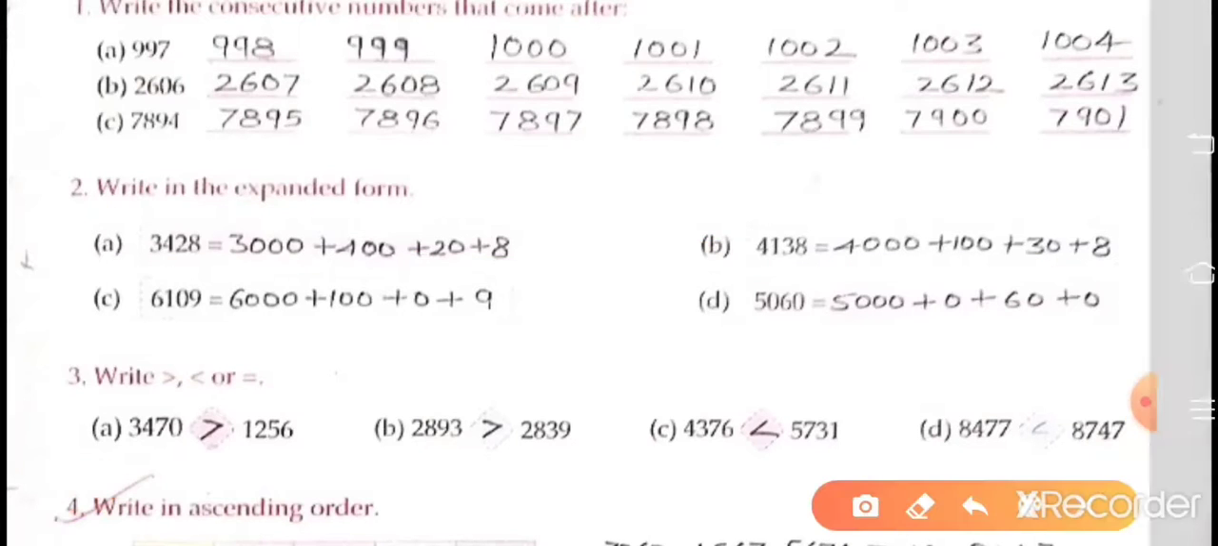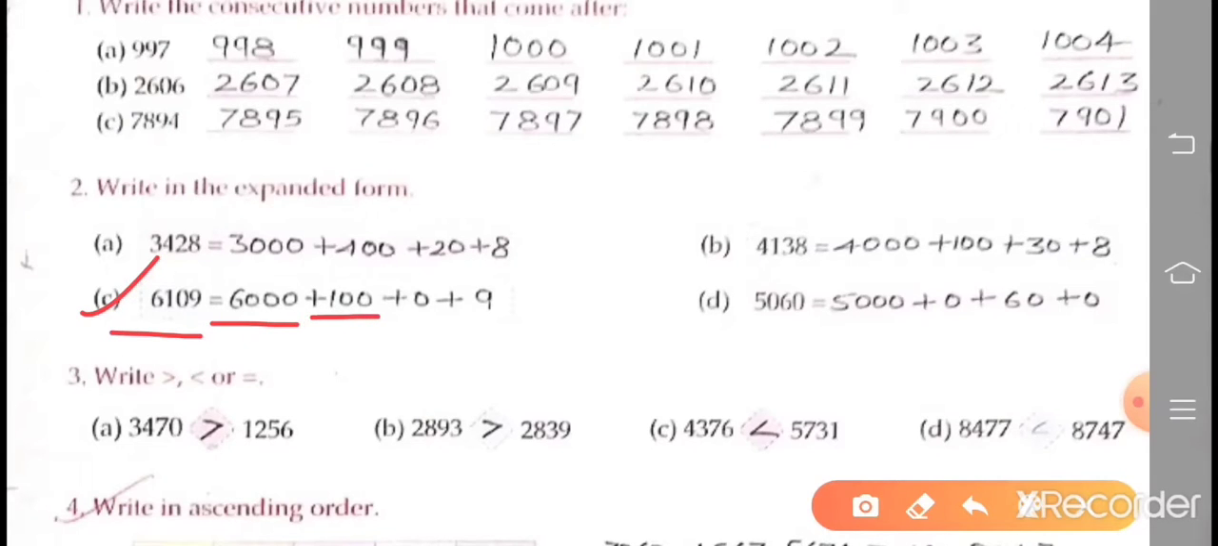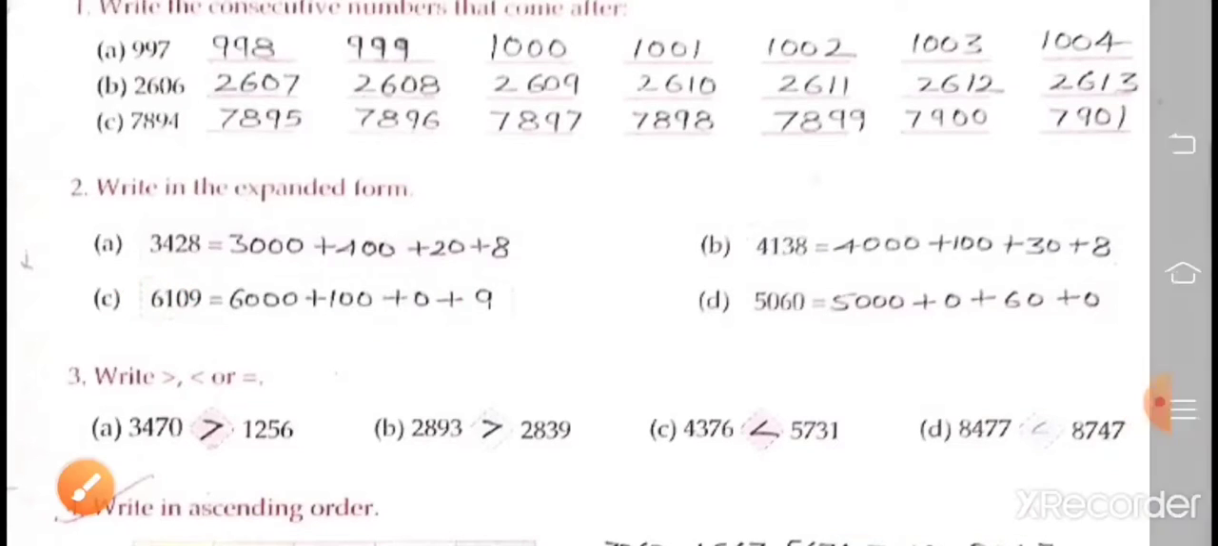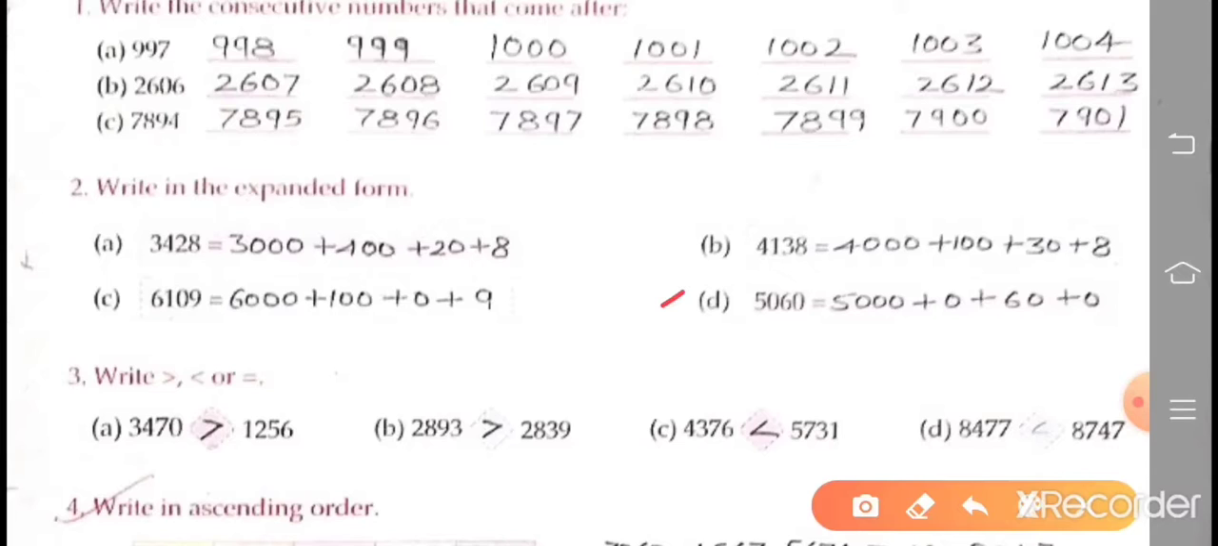Okay. C part, 6109. So 6000 plus 100 plus 0 plus 9. Here at the tens place there is 0, so 0. Now D part, 5060. So 5000 plus 0 plus 60 plus 0. Okay, so this is long form.